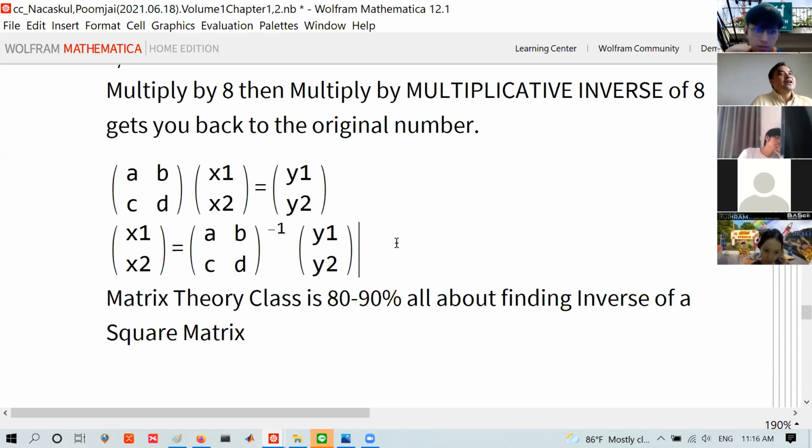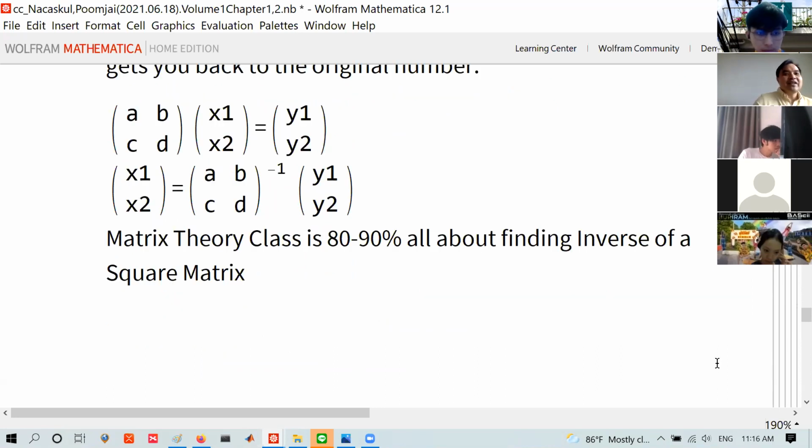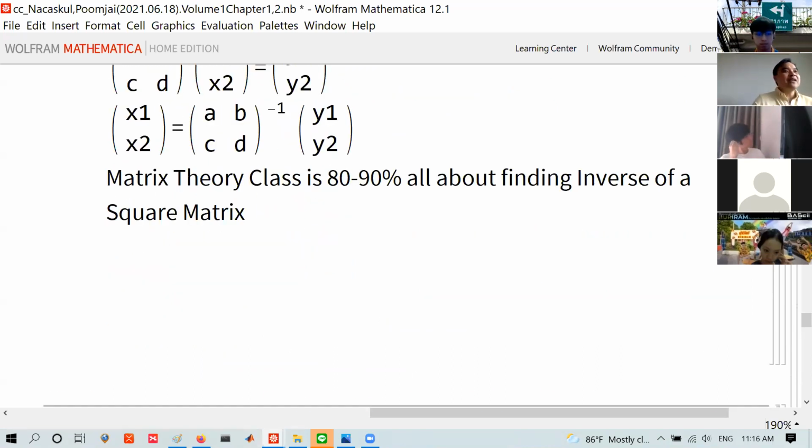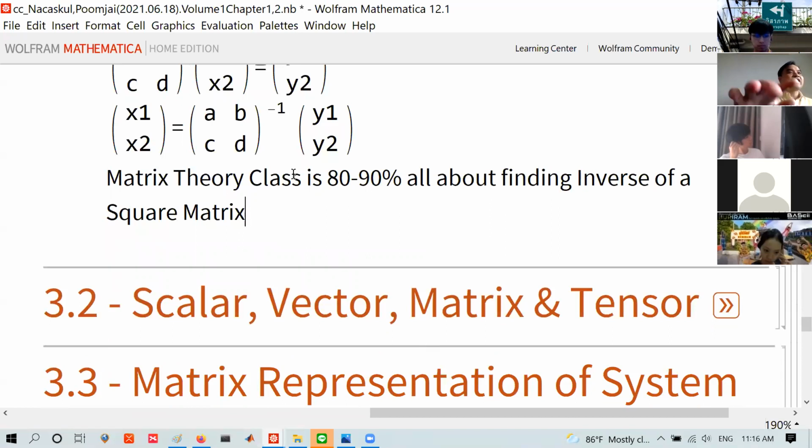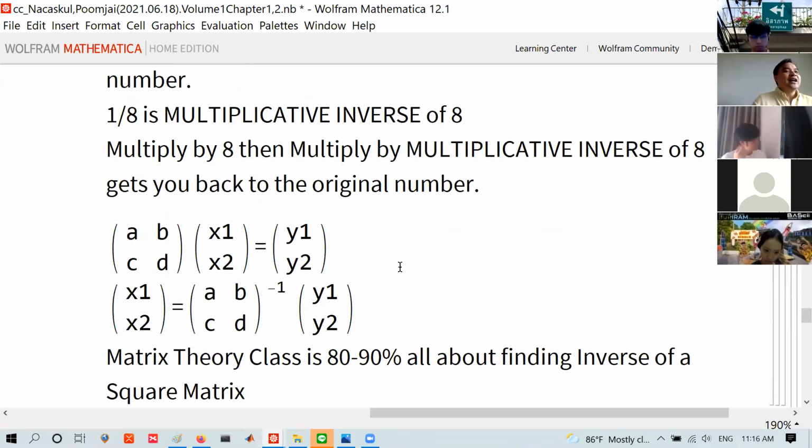Now, why is finding the inverse so important to you? Well, first of all, this is how you solve equations. Right now, we've been working with matrices and vectors and so forth. Let's go back to grade school or high school.